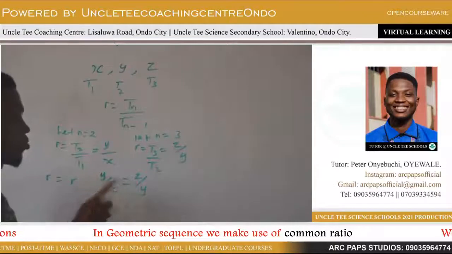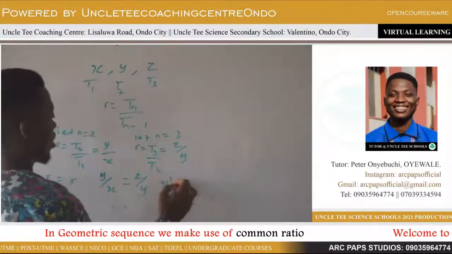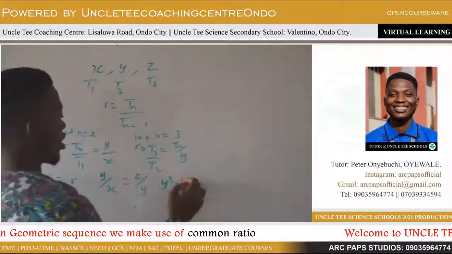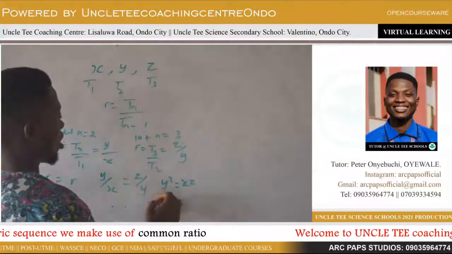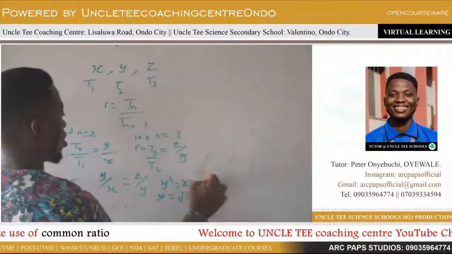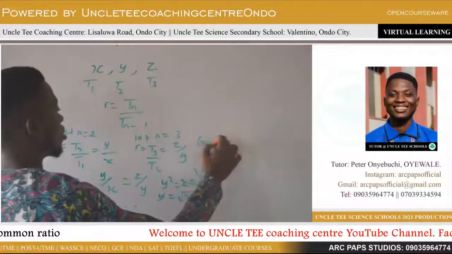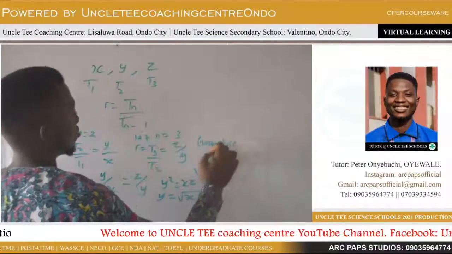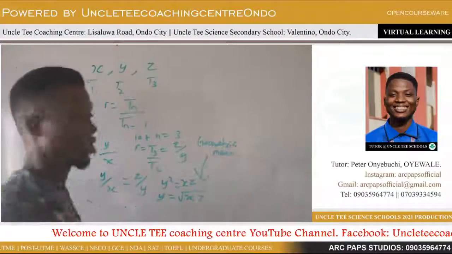Cross multiply: y times y gives y squared equal to x times z, which is xz. Find the square root of both sides, and you get y equal to the square root of xz, which represents the expression I gave you before you started solving this question. This expression represents your geometric mean.